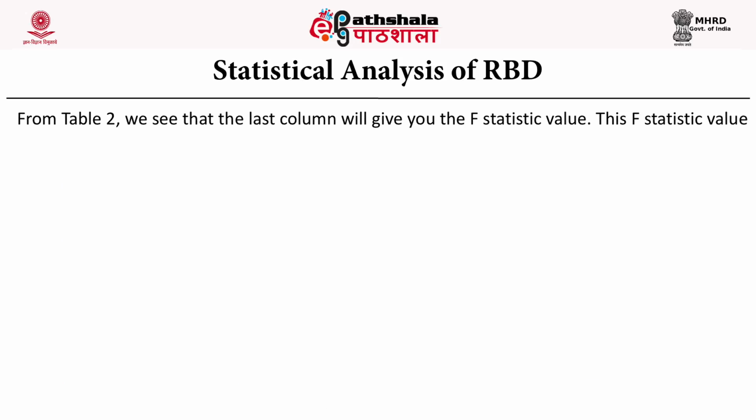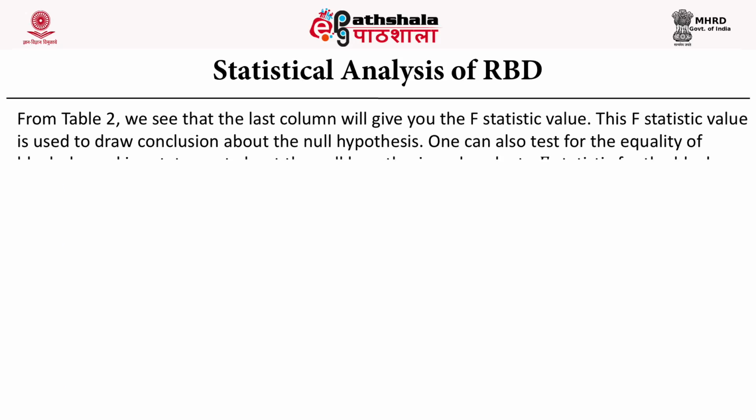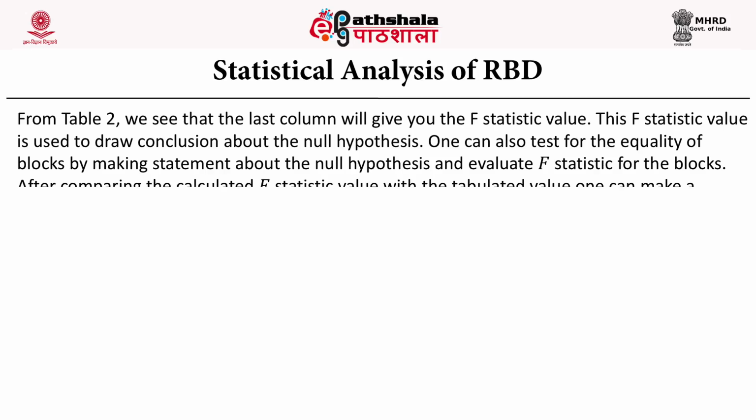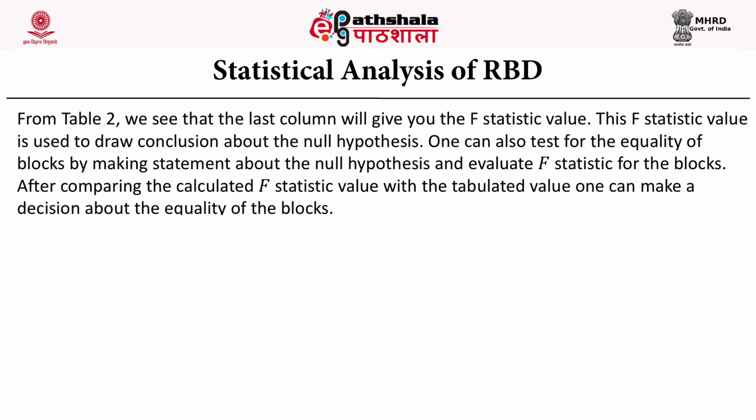From the table we see that the last column gives the F statistic value. This F statistic value is used to draw a conclusion about the null hypothesis. One can also test for the equality of the blocks by making a statement about the null hypothesis and evaluating the F statistic for the blocks.